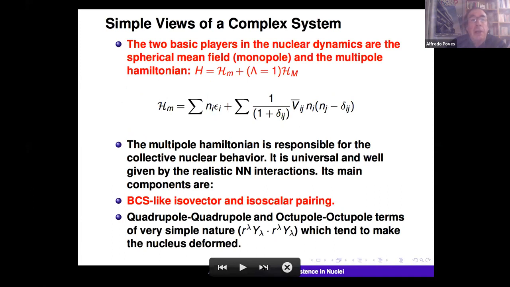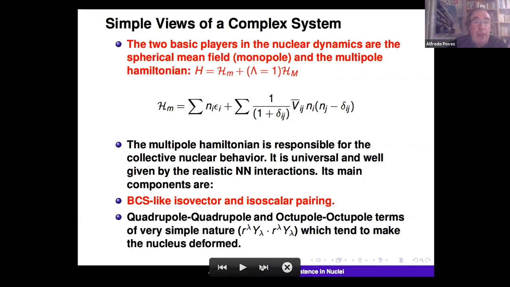Then, simple views of a complex system. In a nutshell, you have two basic players in the nuclear dynamics: the spherical mean field, the monopole, and the multipole. The monopole is the part of the Hamiltonian that gives an energy to a certain configuration. You don't mix, and the monopole is inert in this sense because you cannot mix different configurations with this Hamiltonian. It is the multipole Hamiltonian which is responsible for the collective nuclear behavior. It is universal, it is well given by the realistic nucleon-nucleon interaction, and it is relatively simple. You have pairing, quadrupole, octupole of very simple nature.